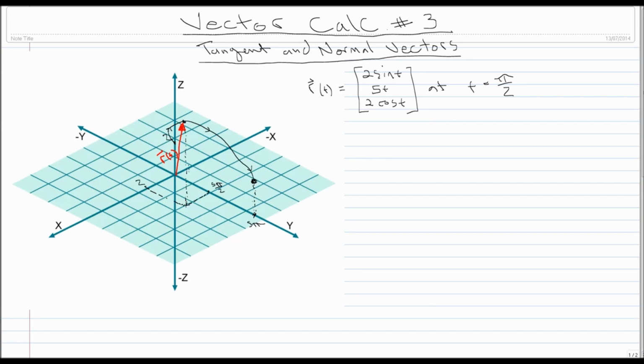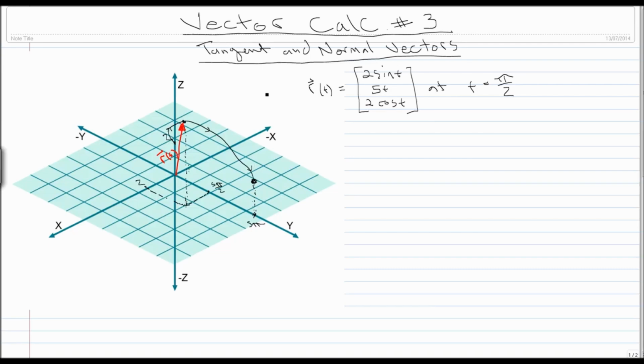Okay, so in this example, I'm going to elaborate a little bit more on tangent vectors, and from tangent vectors I'm going to sort of derive or show you the concept of a normal vector. Okay, so here we have this parametric curve again in three-dimensional space.